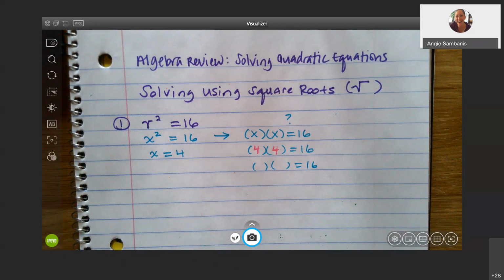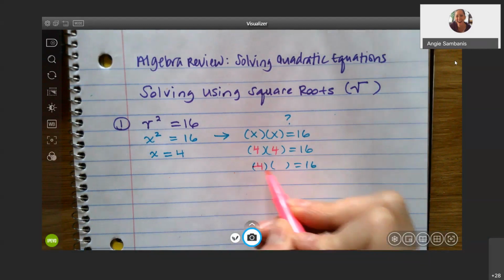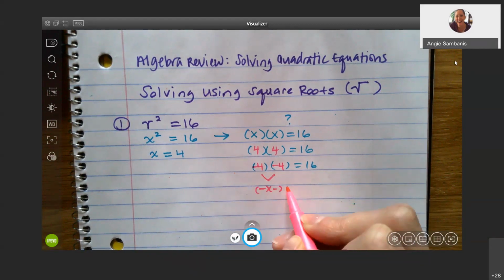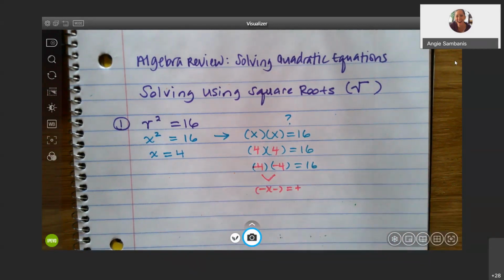Any ideas? 8 times 8 is 64, so it's not 8. It's kind of a trick question almost. There we go, Autumn has it. Yeah, Salwan has it too. -4 also works. -4 times -4. A negative times a negative is a positive. So -4 is also an answer that works.